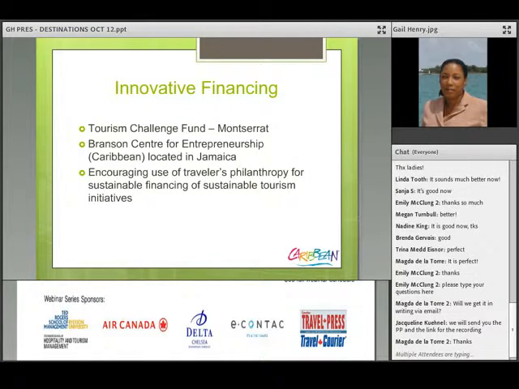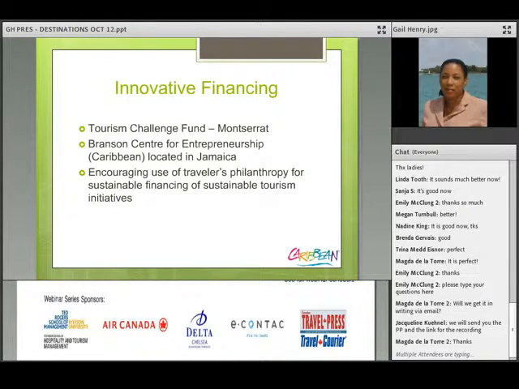One of the answers I'm seeing across the region is increasingly innovative financing mechanisms, for instance, to address the financial part of it, or the sustainability of financing. This includes the establishment of different types of funds by governments, such as a tourism challenge fund that the island of Montserrat is implementing, where groups and individuals can submit project proposals to be funded.